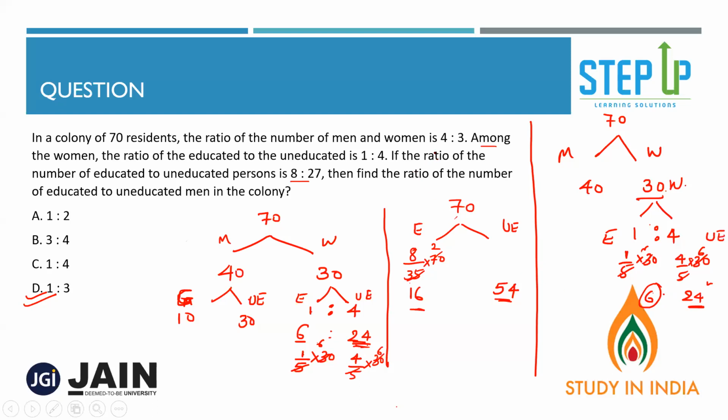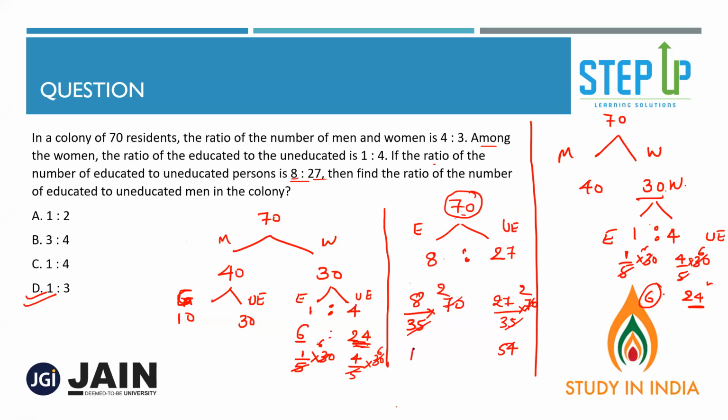Fine. Now, one more thing is given: the ratio of the number of educated to uneducated persons, out of the 70, is 8:27. So 8:27 means 8/35 of 70, and this is 27/35 of 70. This will give you 16 people overall are educated, and this will give you 54 people overall are uneducated. So out of 16 people, 6 are women. It means that 10 would be men.